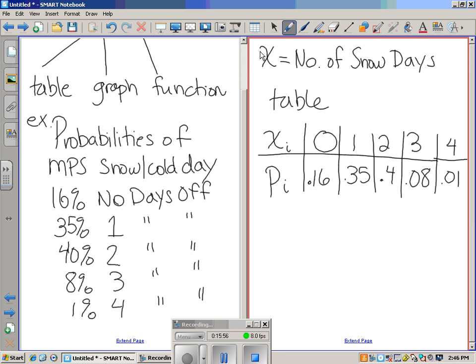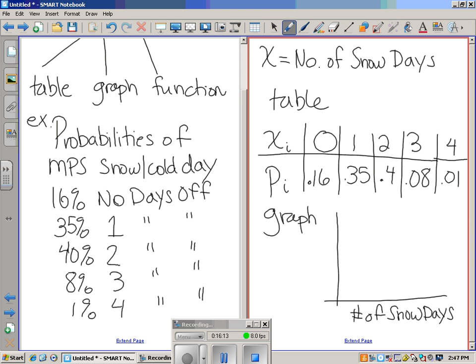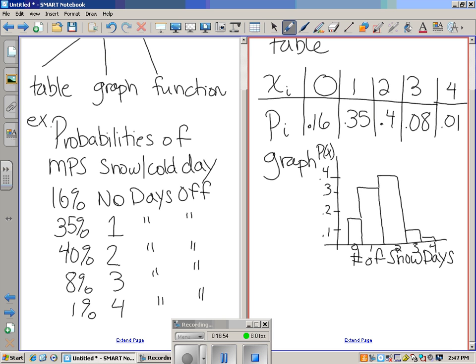We can consider a graph. A graph is simply a histogram. Well, it's a form of a histogram, where here we would list the number of snow days because that is what we are measuring. And then a histogram would have frequency on the y-axis, but we would be measuring probability on this axis. And we'd probably go by tenths up to 0.4. And then recall, these have to be bars because it is discrete. So the probability of 0 snow days is 0.16. Probability of 1 snow day is 0.35. Probability of 2 snow days is 0.4. 3 snow days is 0.08. And 4 snow days is barely a little bar. So that would be a graph of the number of snow days.